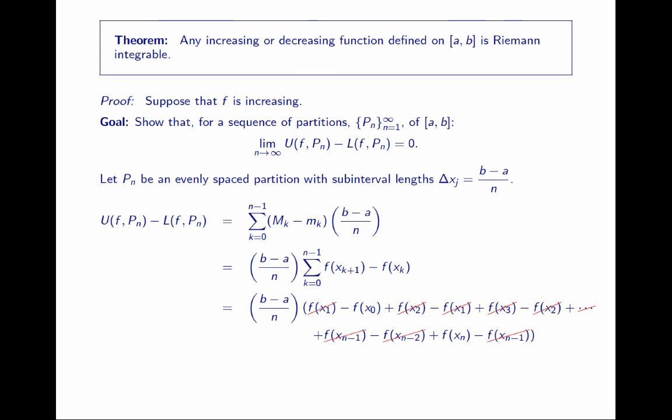And we can continue on with our cancellation, and we're left with just f of xn and negative f of x naught. Of course, that's f of b minus f of a times b minus a over n. F of b minus f of a, that's a fixed amount. B minus a, that's a fixed number. If I divide that fixed number by n and take the limit as n goes to infinity, I approach 0, which means I've proven my goal, which is equivalent to proving integrability.